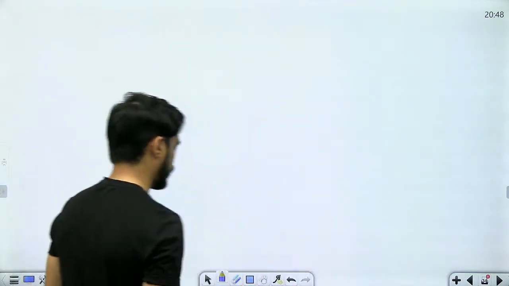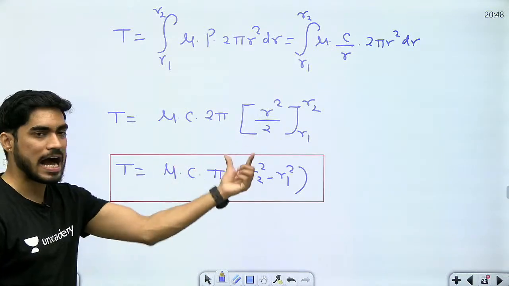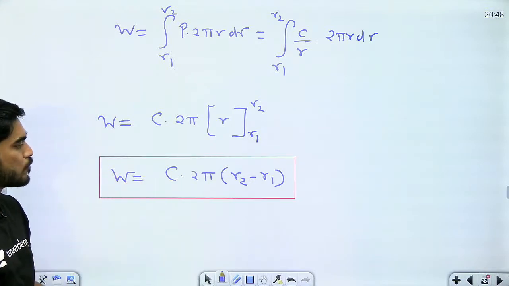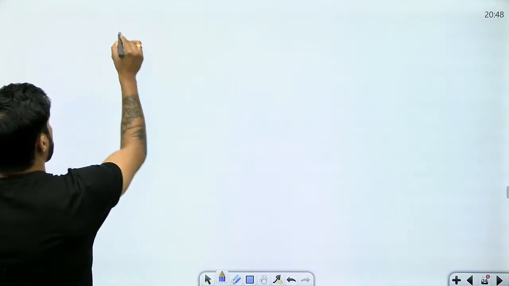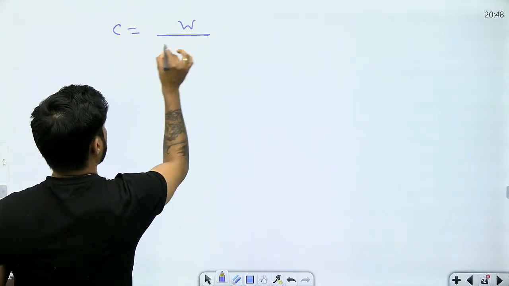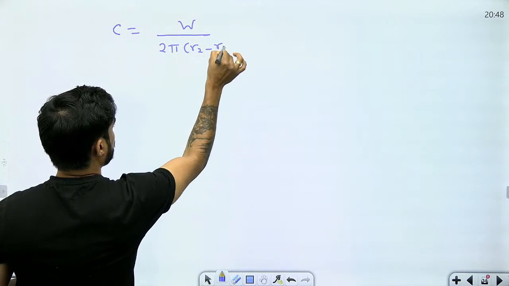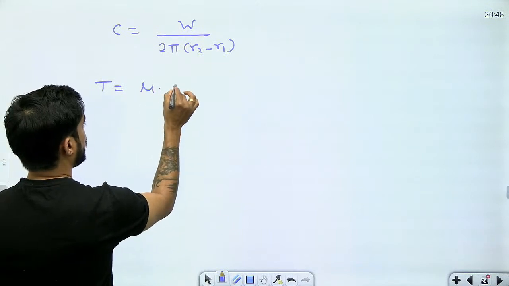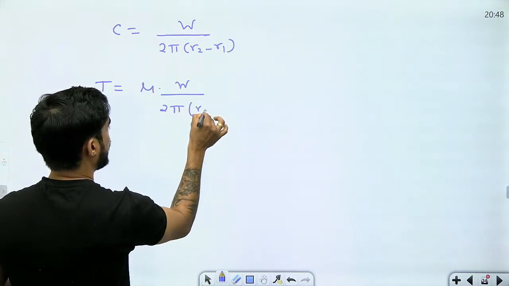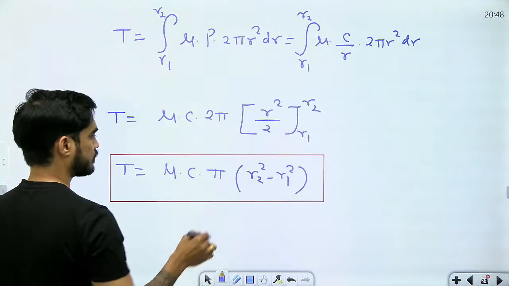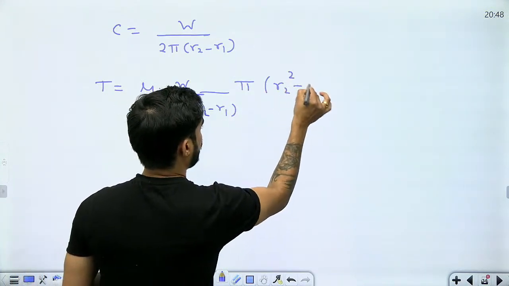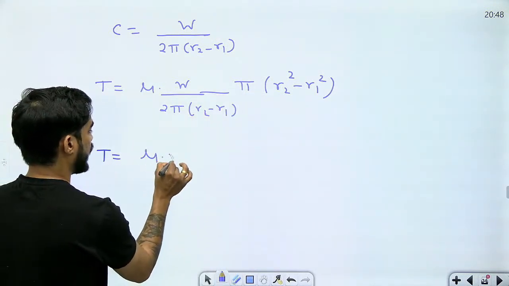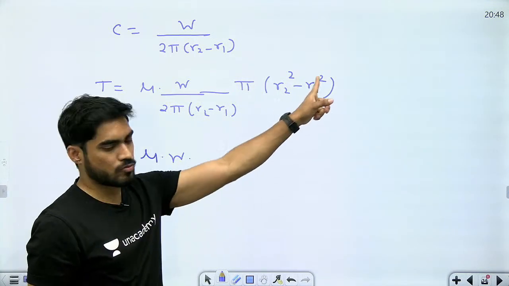Okay, so here in order to convert this torque into mu W R, I will have to convert C into W. And what will be C in terms of W? W upon 2 pi into R2 minus R1, right? C will be equal to W upon 2 pi into R2 minus R1. Okay, so I can put this: mu into W upon 2 pi into R2 minus R1, into pi into R2 square minus R1 square. Pi cancels. This will become mu into W into R2 square minus R1 square.